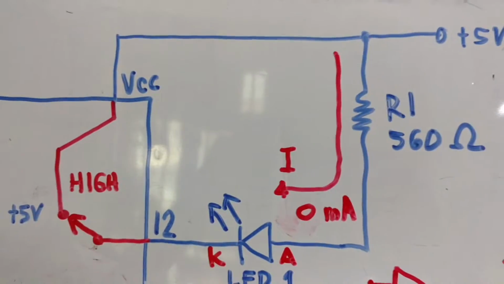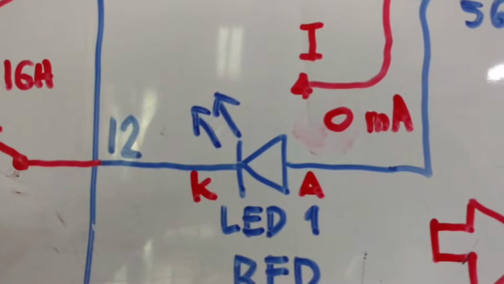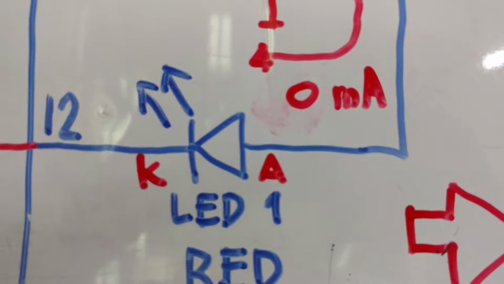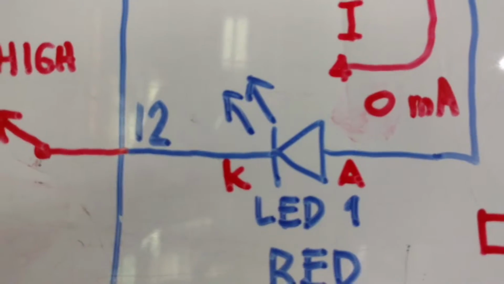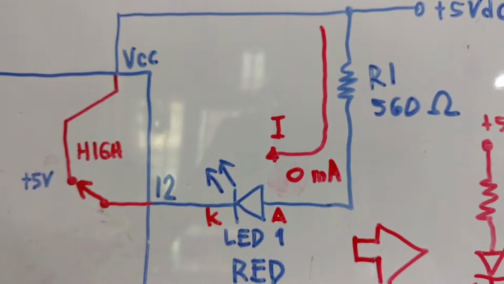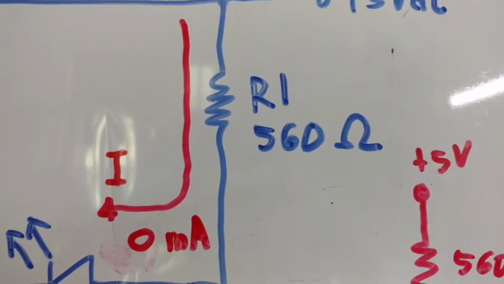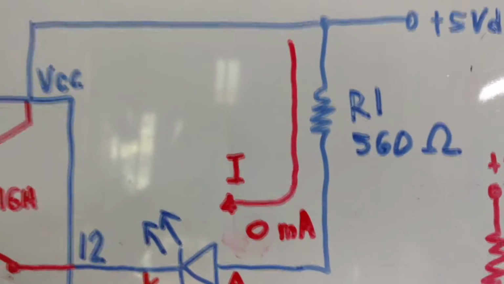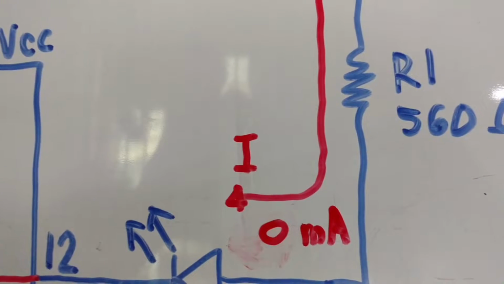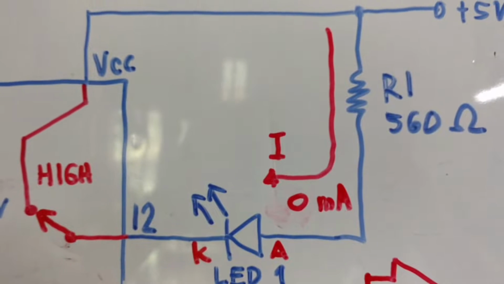So there is a closed loop, but the rule of the LED in order to light is that the anode must be more positive than the cathode. In this case, the anode is less positive than the cathode because of the dropping resistor here, and therefore there is no flow of current. So virtually we can imagine that the current flowing now into the LED is 0.